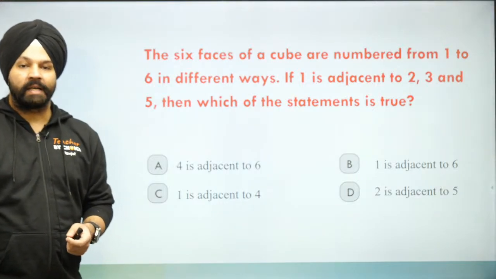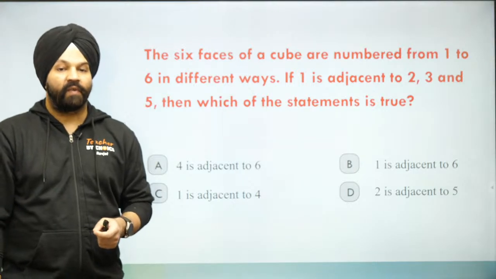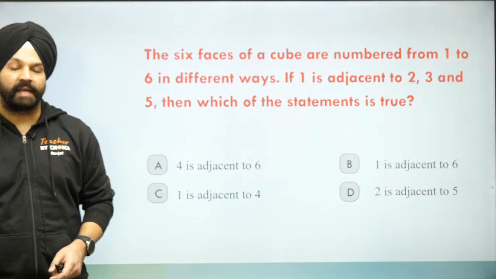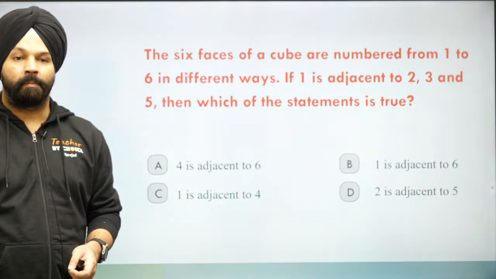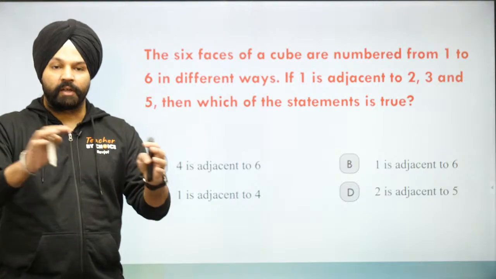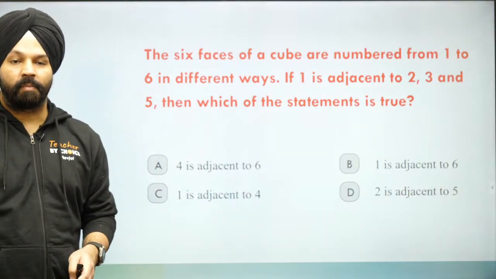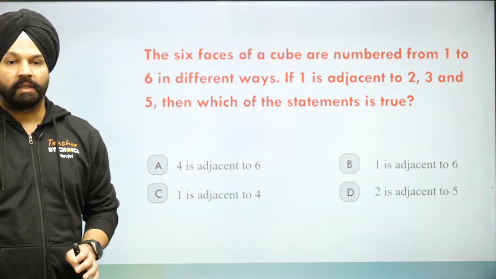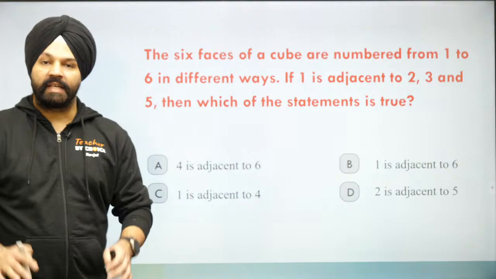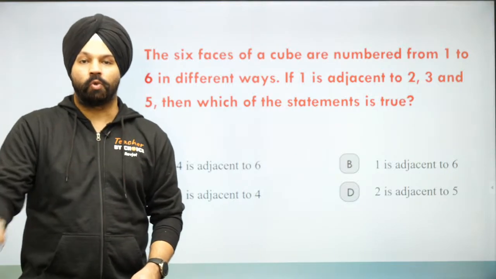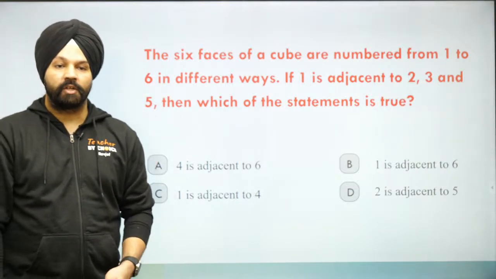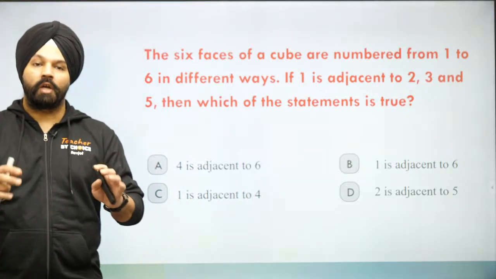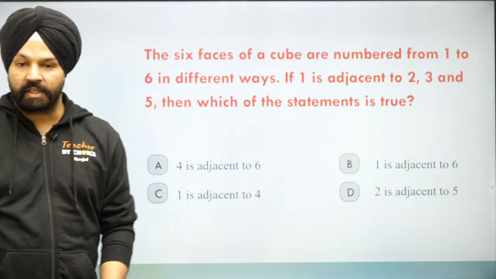6 faces of a cube are numbered from 1 to 6 in different ways. If 1 is adjacent to 2, 3 and 5, then which of the statements is true? Very nice question. हमने 1 to 6 लिखा है, and 2, 3, 5 are the adjacent numbers to the number 1. When he says which of the following statements is true, I repeat, he is asking इनमें से कौन true हो सकता है, right? कौन हो सकता है? That is the question. So let's see.